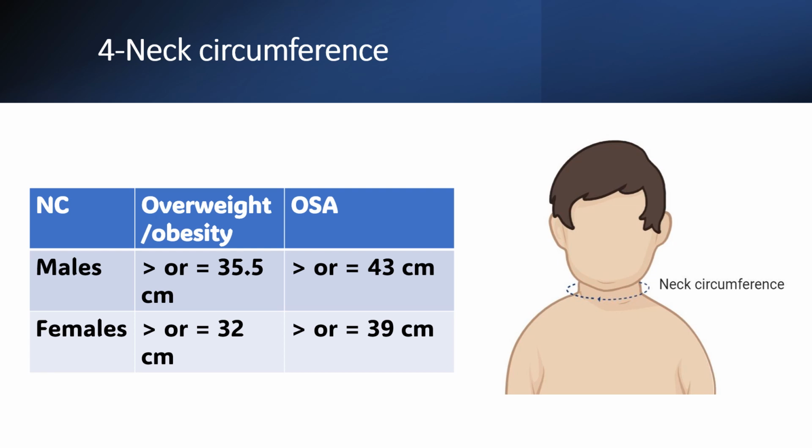Neck circumference. Neck circumference equal to or greater than 35.5 centimeters in men and equal to or greater than 32 centimeters in women should be considered the cutoff point for overweight or obesity. Also, neck circumference greater than 43 centimeters for men and 39 centimeters for women is associated with increased risk of obstructive sleep apnea.